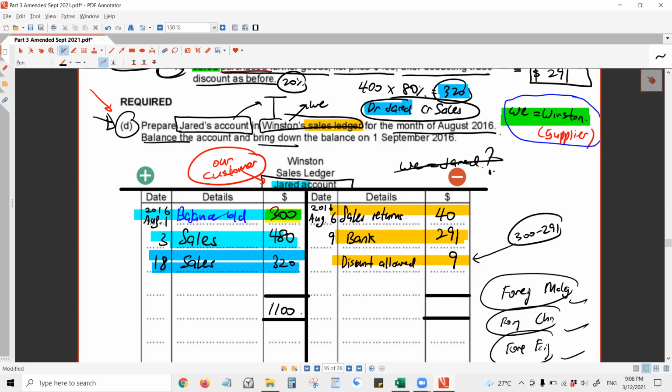1100. Copy this total to the other side. 1100. 760. Balance c/d. Balance b/d. So write the date. Here is the 31st.